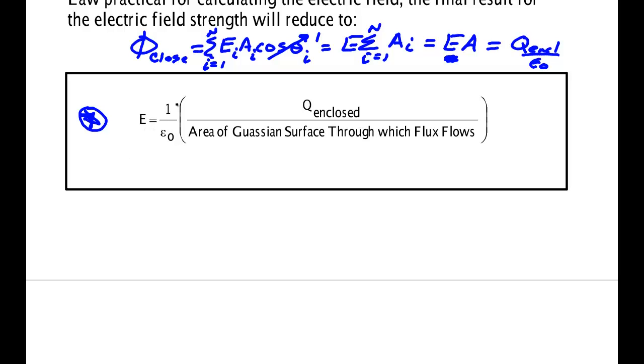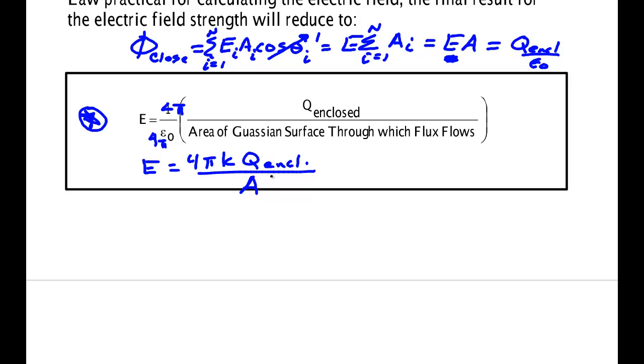The electric field is 1 over epsilon naught times the enclosed charge divided by the area of the Gaussian surface through which the flux flows. And if you prefer, you can of course multiply the top by 4 pi and the bottom by 4 pi and write this as E is 4 pi K Q enclosed over A.